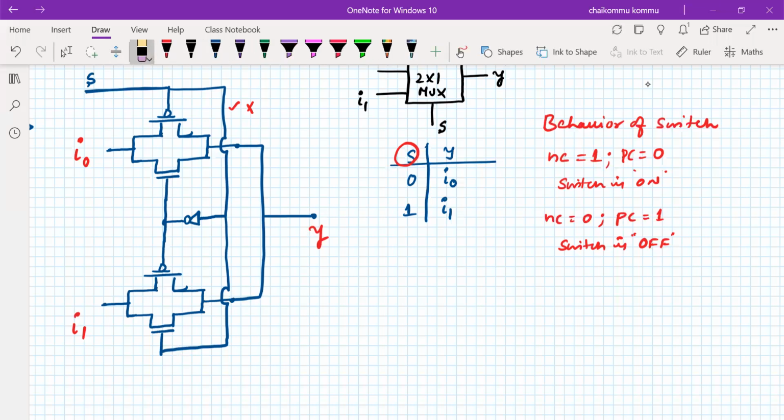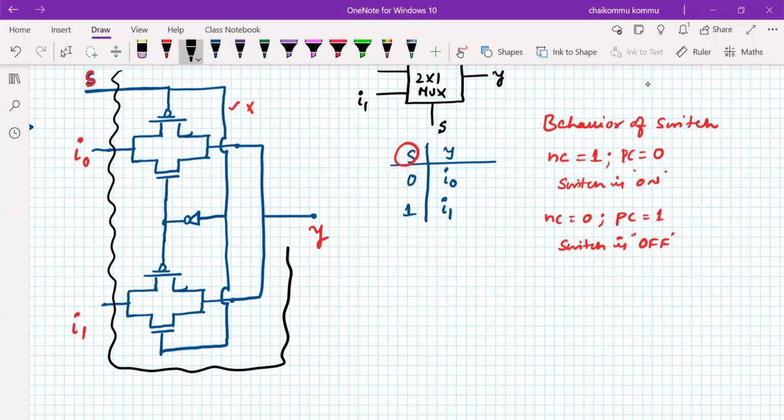I hope you understand the problem. I'm saying that these things are available inside of your multiplexer. So this is your block diagram.